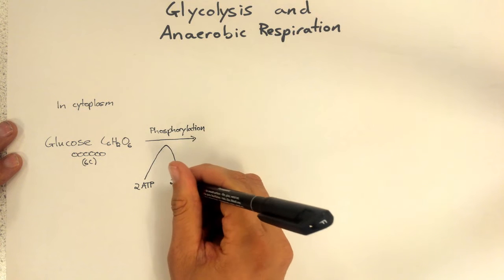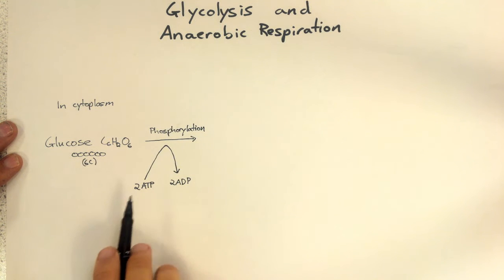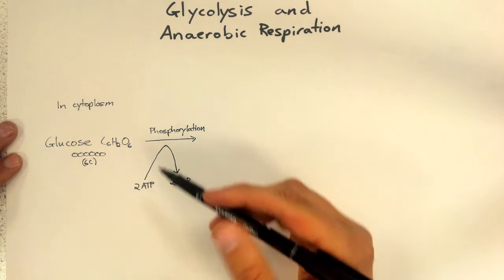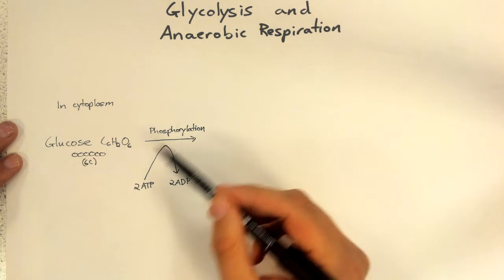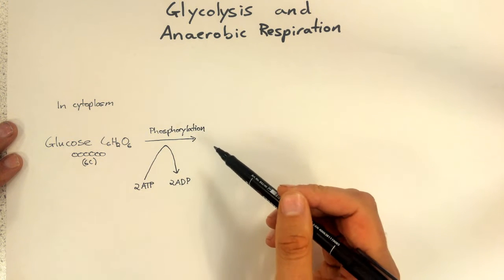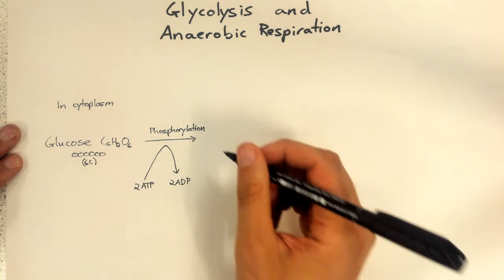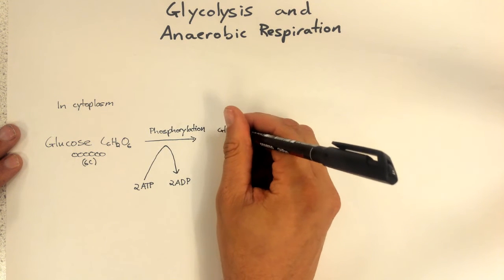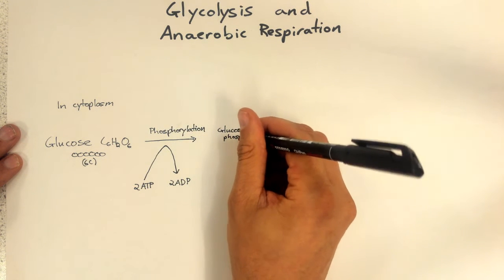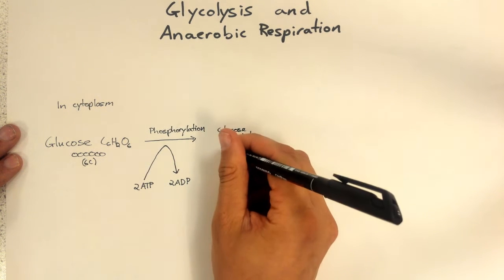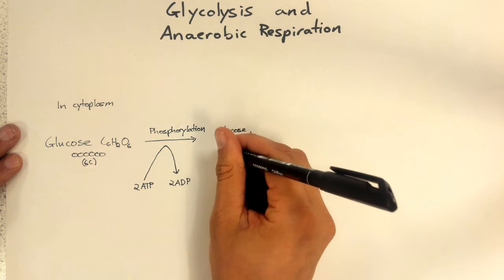This produces 2 molecules of ADP. The ATP was hydrolyzed in this process, and the phosphate groups provide energy to the glucose molecule as they phosphorylate it, lowering the activation energy required for the following reactions. This process produces glucose phosphate, which is a 6-carbon molecule with 2 phosphate groups attached.